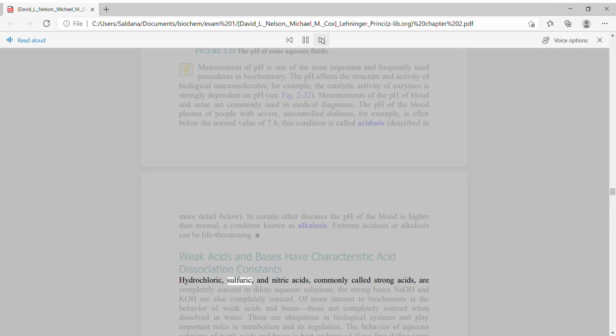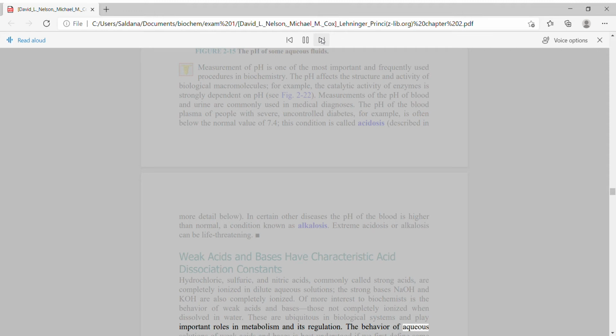Hydrochloric, sulfuric, and nitric acids, commonly called strong acids, are completely ionized in dilute aqueous solutions. The strong bases NaOH and KOH are also completely ionized. Of more interest to biochemists is the behavior of weak acids and bases, those not completely ionized when dissolved in water. These are ubiquitous in biological systems and play important roles in metabolism and its regulation.